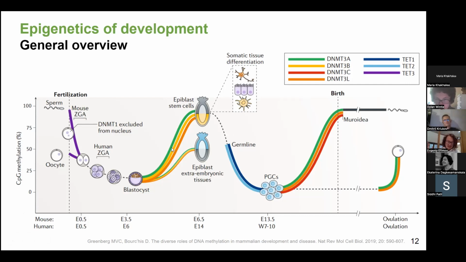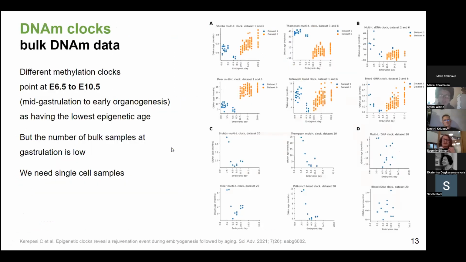So let's stick to our idea of using DNA methylation clock models. And it has been done by a group of Vadim Gladyshev from Harvard Medical School. They took several data sets of embryogenesis and ran a number of different clock models on them. What they saw was that most of these clocks point at the period from embryonic day 6.5 to embryonic day 10.5 as the point of the lowest predicted age.